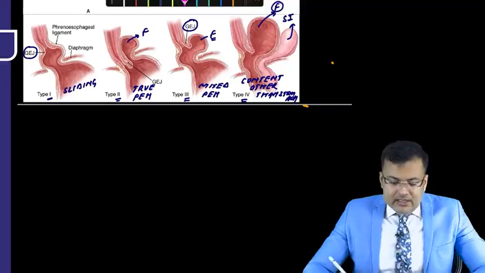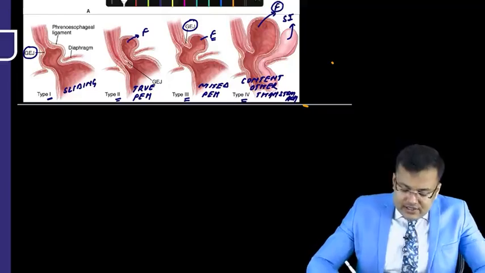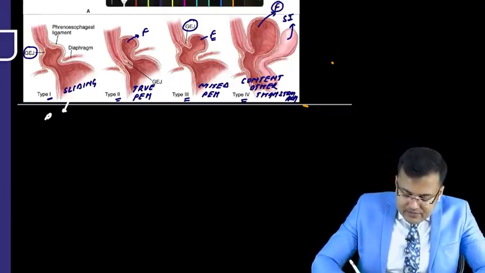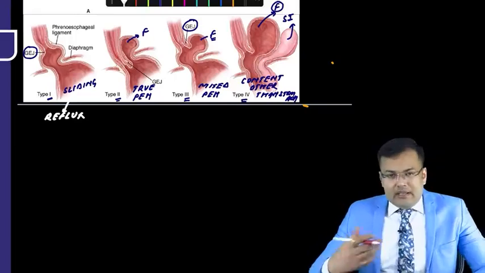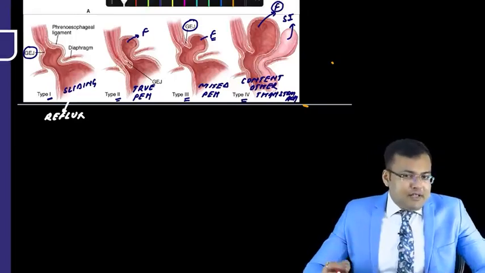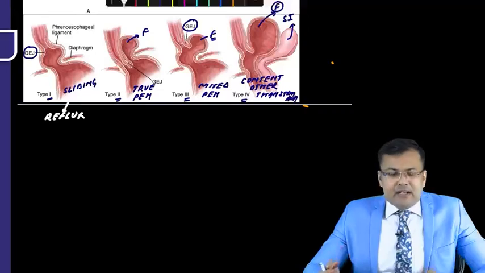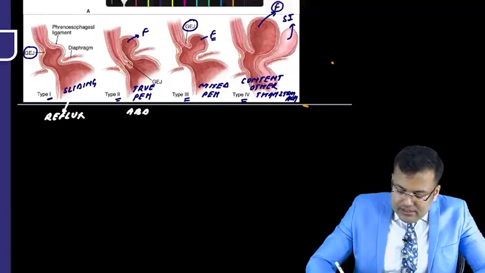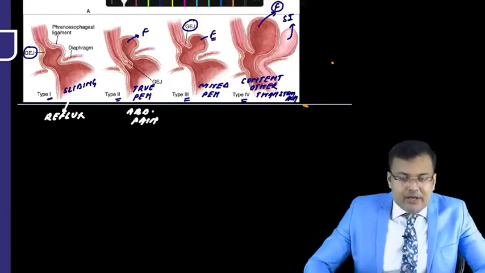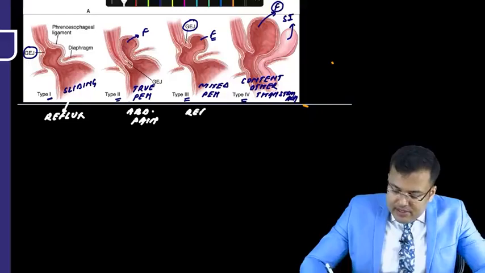Now you can easily understand the symptoms. What is the symptom in sliding hernia? Whenever there is only sliding of the GE junction, these patients have reflux. In type 2, since there is herniation of the fundus, there is paraesophageal hernia, which can lead to ischemia, and because of this ischemia, there is abdominal pain. In type 3, it is both what? Reflux plus abdominal pain.